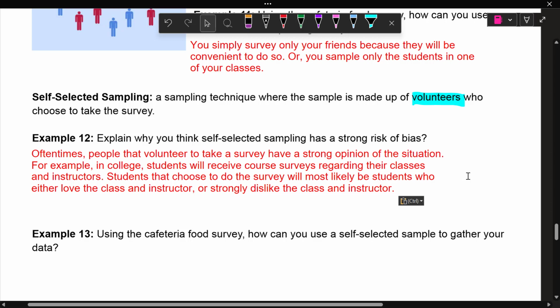So for example, in college, students will receive course surveys regarding their classes and instructors. Students that choose to do the survey will most likely be students who either love the class and the instructor or strongly dislike the class and the instructor. If they're indifferent, they're like, what's the point? I'm not going to fill it out. It doesn't matter.